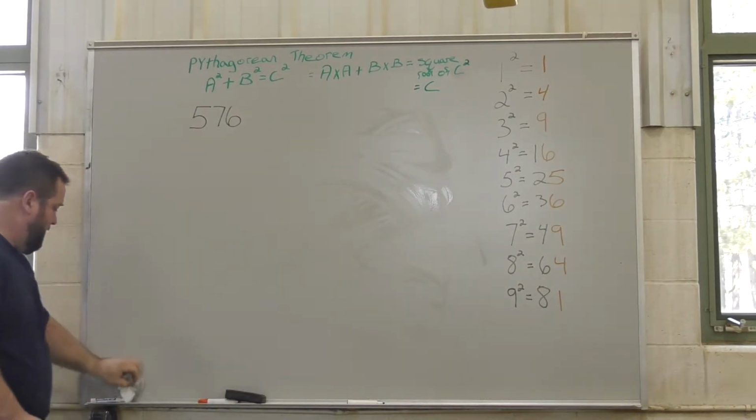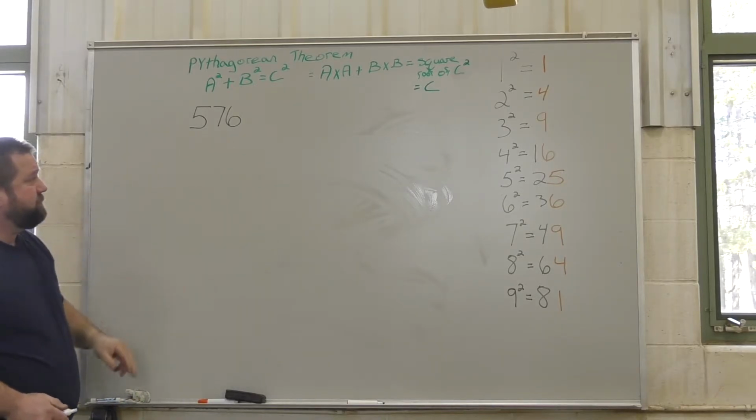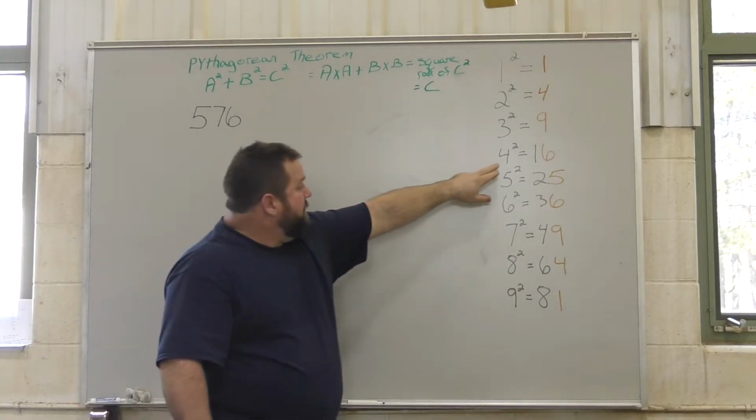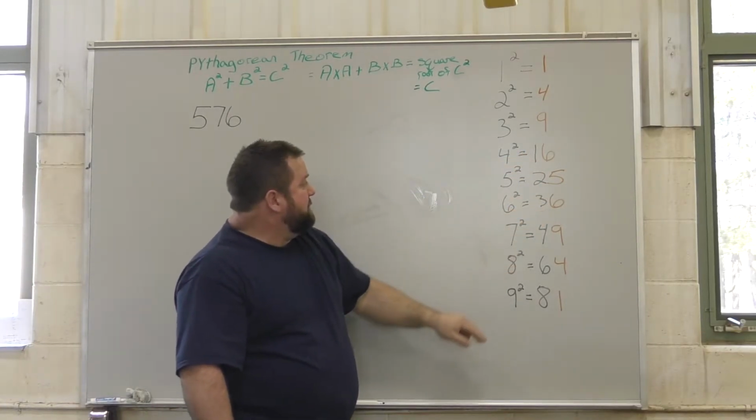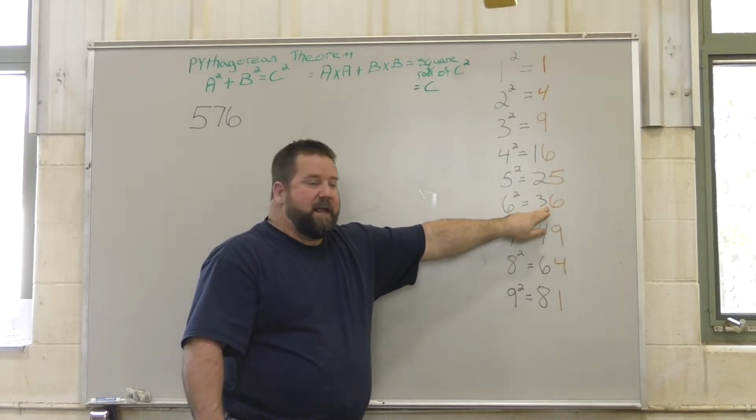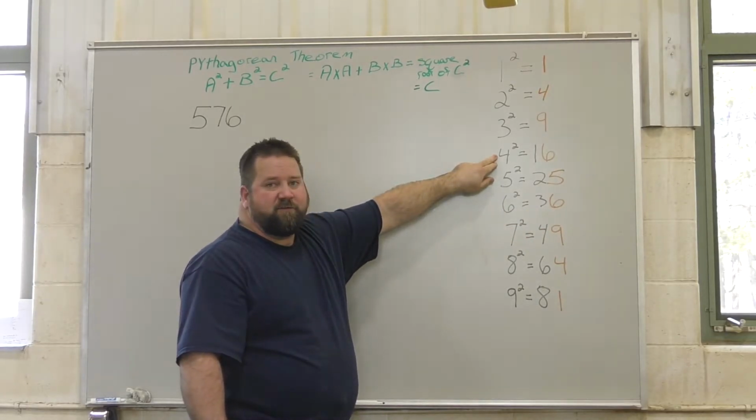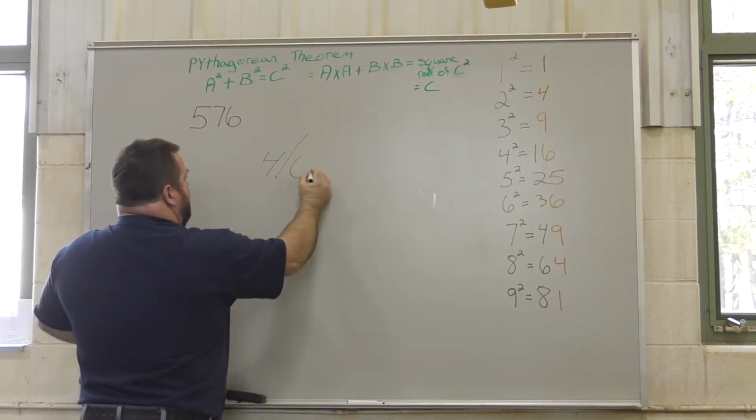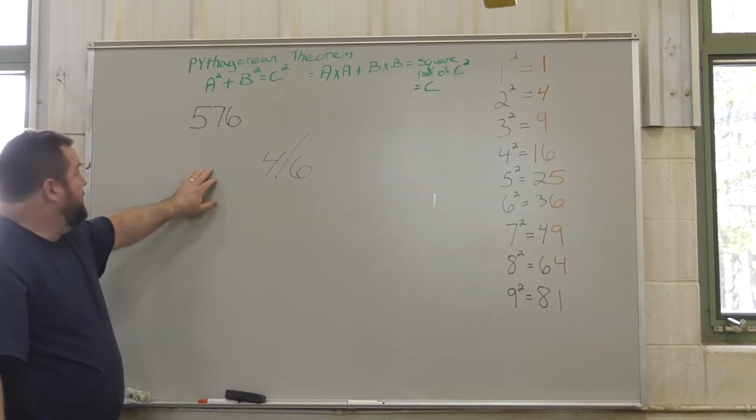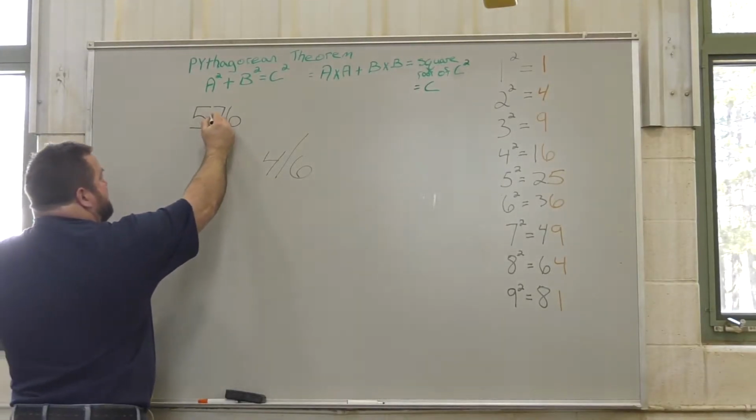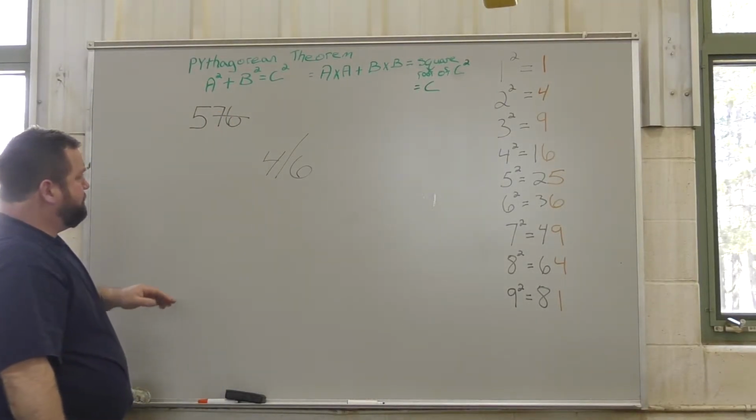So now we have a number, 576. All we're looking at is the very first digit, which is a 6. We're going to come over to here and look to see where we have a 6. So we have a 6 at 4 squared and we have a 6 at 6 squared. So we're going to take these numbers, 4 and 6. So we know that our very first digit in the square root of this is either going to be a 4 or a 6. Now we're going to cross out these two numbers.